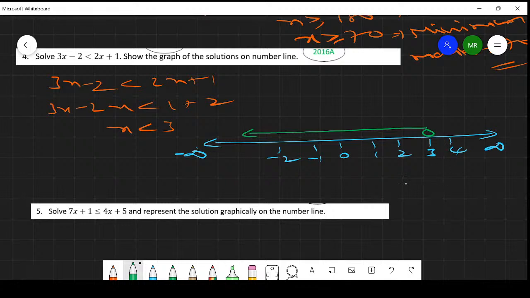I can also write the line like this, to the left of 3, on the number line. So this is also correct. Any one method I can write like this. I can write above like this or like this. Both are correct.